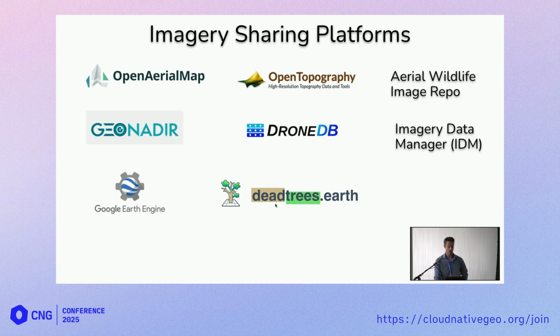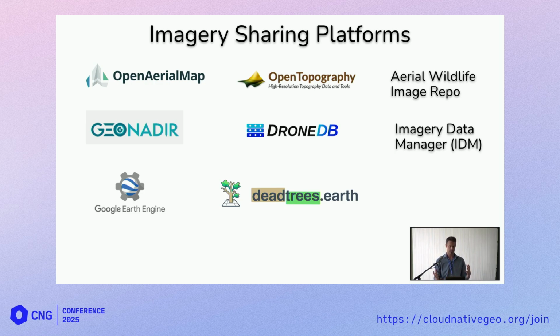And my new favorite one is deadtrees.earth, which is like this fantastic case study where it's a crowdsourcing effort, upload your drone imagery. When you do so, they automatically run a machine learning algorithm to identify all the dead trees in your imagery. And they give you that annotated layer in like 15 minutes, just all automatic. So it's a really cool platform, and I try to strive to be like them. So yeah, deadtrees.earth, check it out.